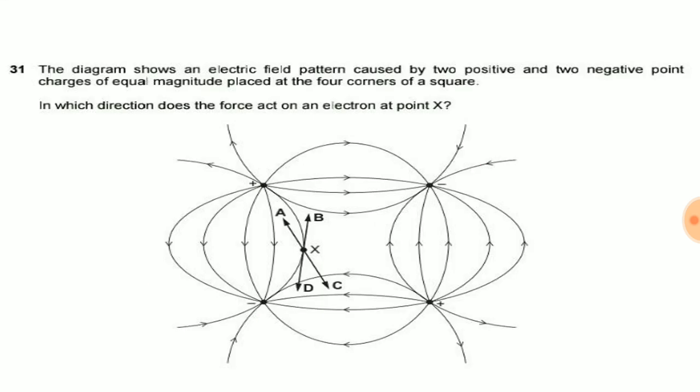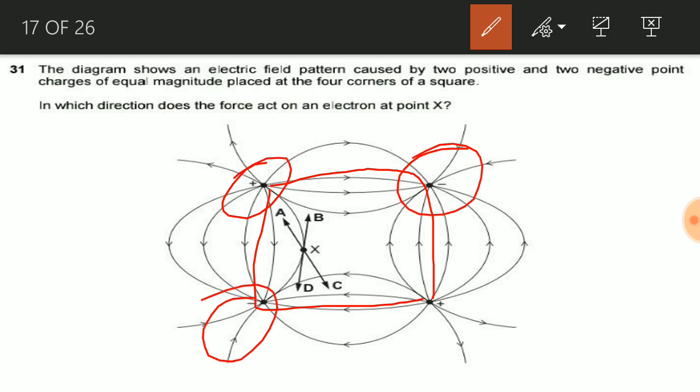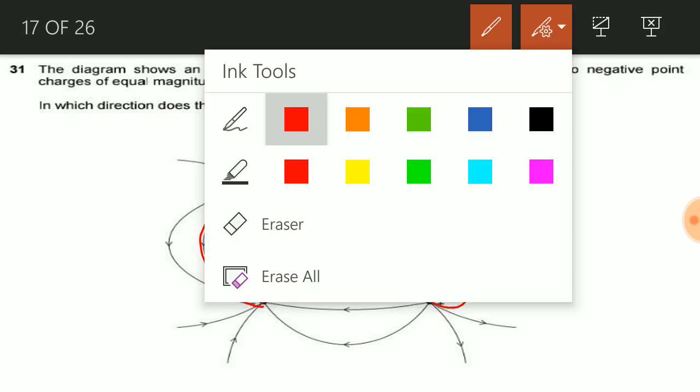Now let us see this question. This is also an easy one. Here is a square, and here is a positive charge, here is a negative charge, here is a negative charge, here is a positive charge. If positive and negative charges are separated by a certain distance, then they will make these field lines. It will start from positive and go towards negative, as shown in the figure.